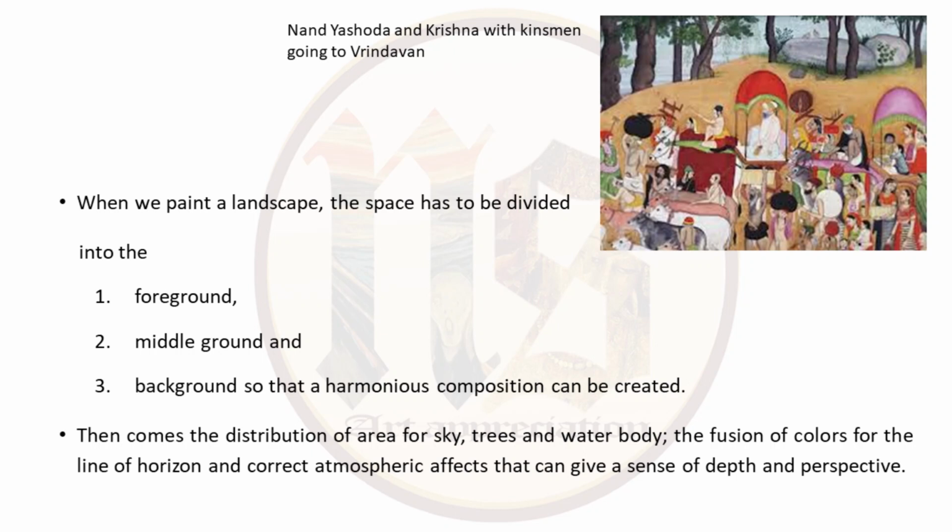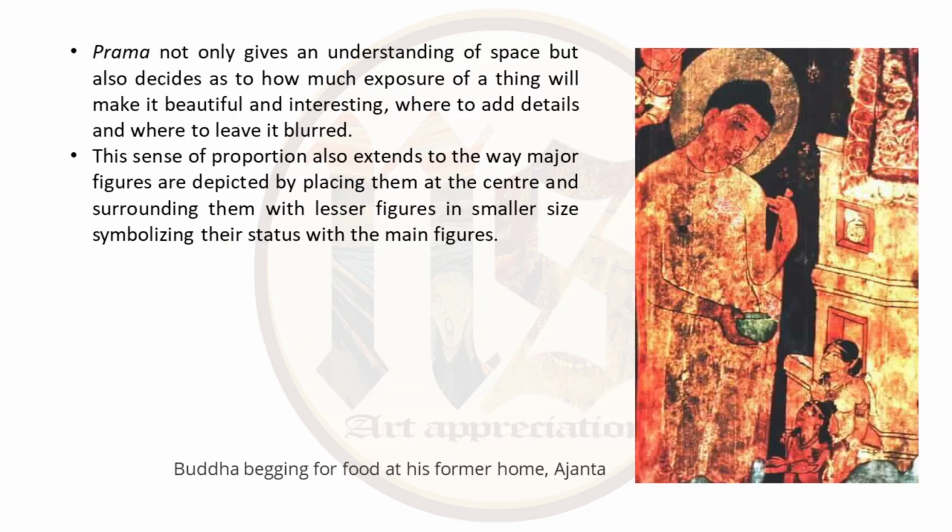All these things have been done with the correct distribution of area for sky, trees and water body, fusion of colors for the line of horizon, correct atmospheric effects so that a sense of depth is created, and all this has been done in correct proportion. Like I said, 6 limbs are made on the basis of Indian aesthetics. The sense of Praman or proportion not only gives us the understanding of space, but also decides how much importance has to be given to the main figure, so that more details are added and size can also be increased or decreased.